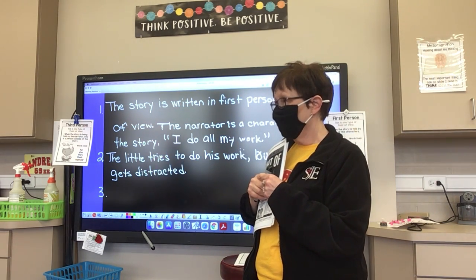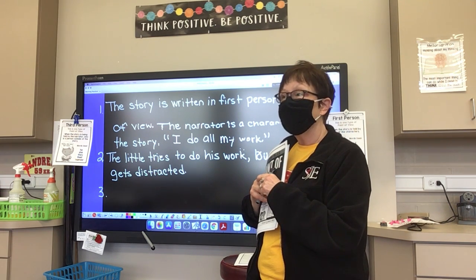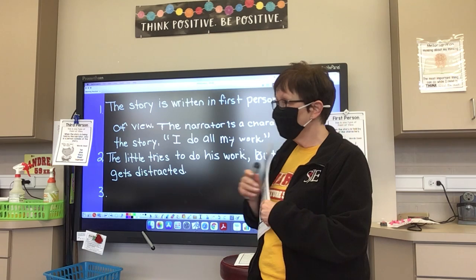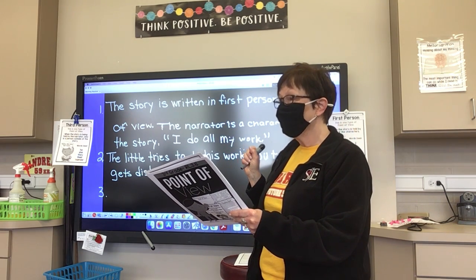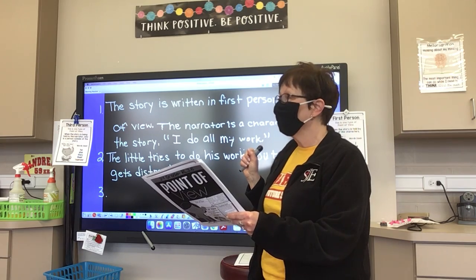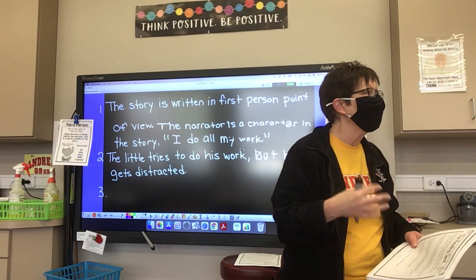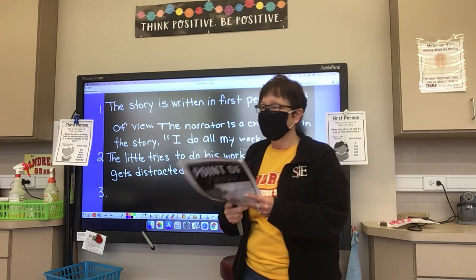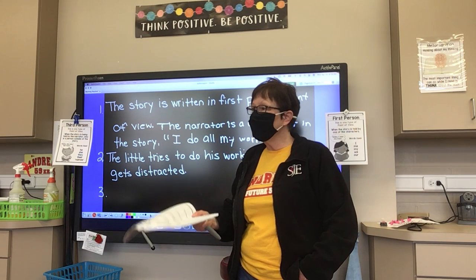So now we have our other part of point of view. Let's read the question and then we'll talk about what that means. What is the character's point of view on working towards a goal? This is how does the character feel about working towards a goal? Jensen? He feels confident. Does he feel confident about working towards it?